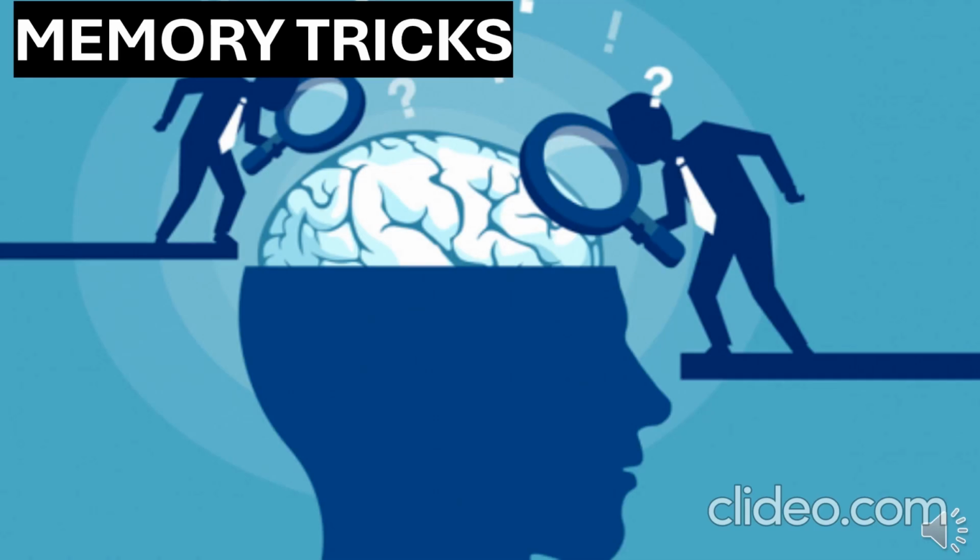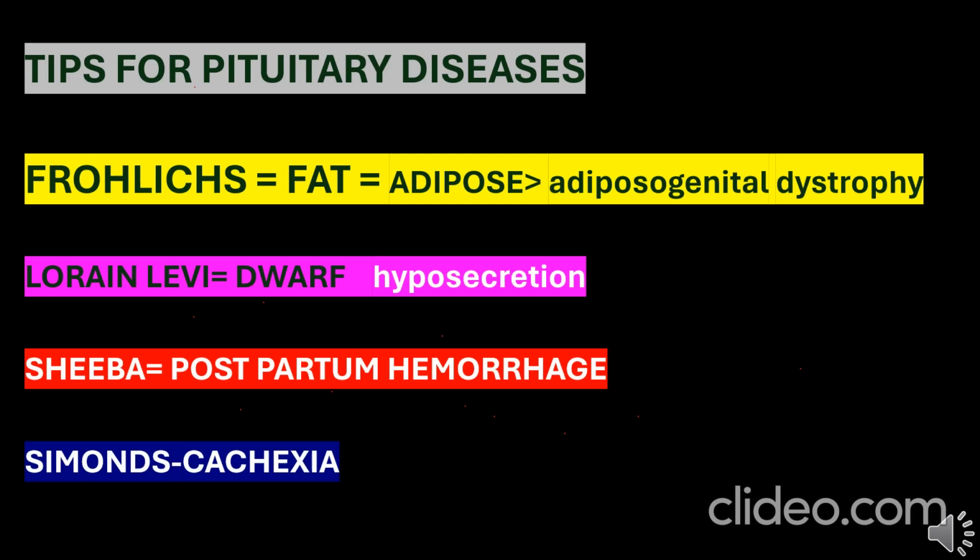Now let us see about some memory tips and tricks for connecting the topics. This will help you to avoid confusion about various options in exam hall. The tips for pituitary diseases. Froehlich's fat, connecting with F letter, and fat is adipose, so it is adipogenital dystrophy. Lorain-Levi is dwarf, it is pituitary dwarfism. Sheehan postpartum hemorrhage. Simmonds cachexia.